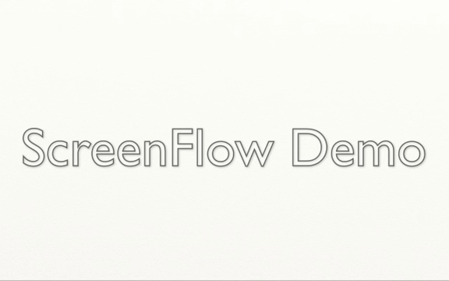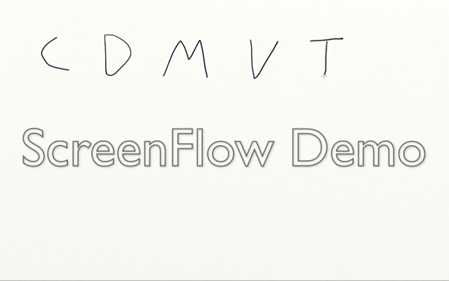So let's get started. The main formula you need to know is CDMVT. All right, CDMVT. This starts out with C, the compass reading. This is the raw compass reading, right, from the magnetic compass.